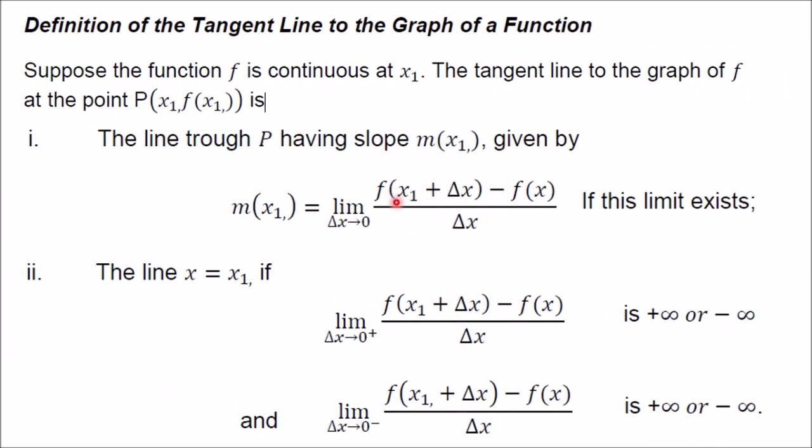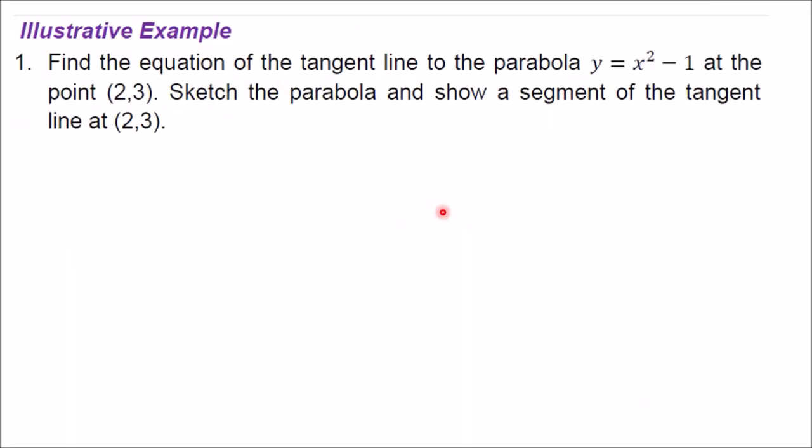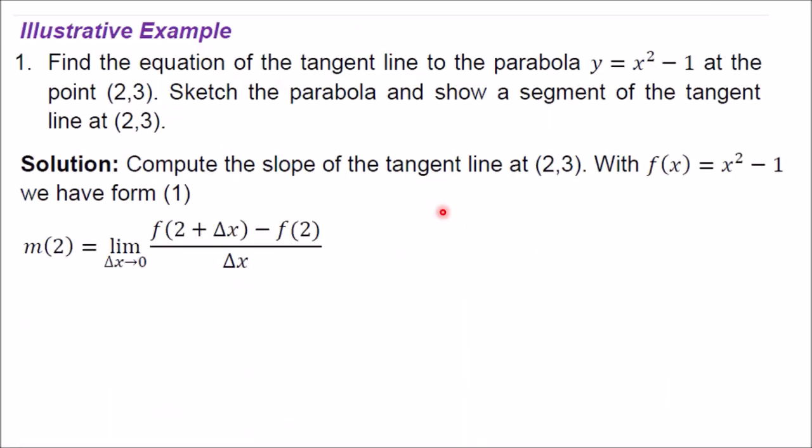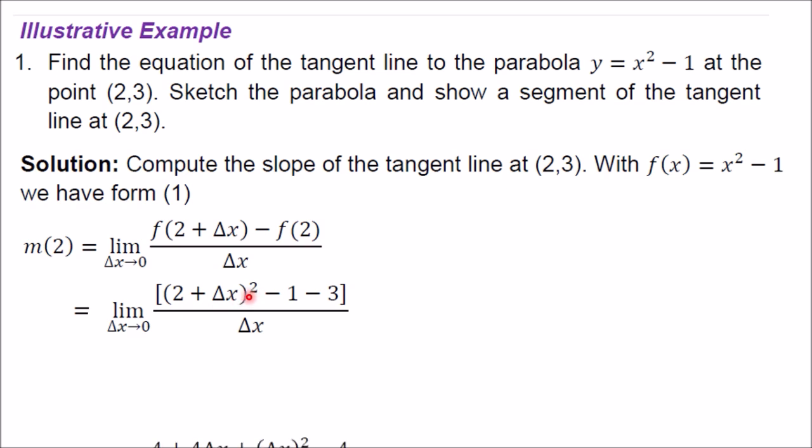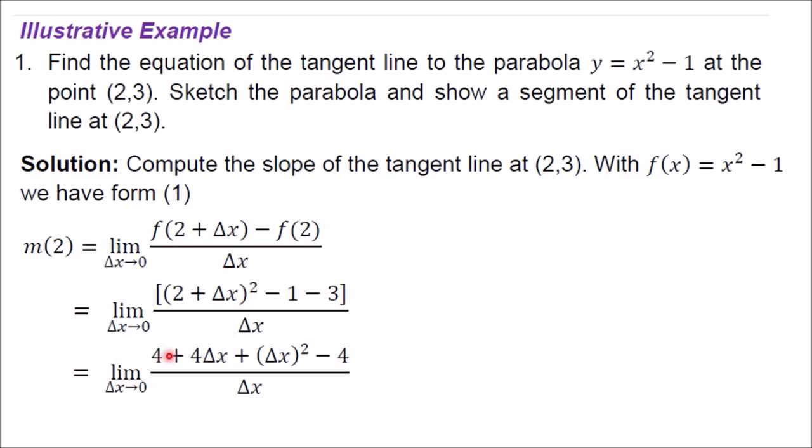Itong formula na to. F of x sub 1 plus delta x. Ituloy natin. Now, we will just expand this square of the quantity 2 plus delta x. So, gamitan natin ang square of a binomial to simplify. So, magiging, okay, 2 plus delta x square, ang equivalent nito ay 4 plus 4 delta x plus delta x square minus 4. Kasi, sinimplify lang natin ito.